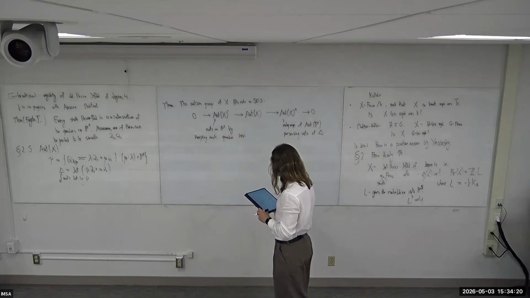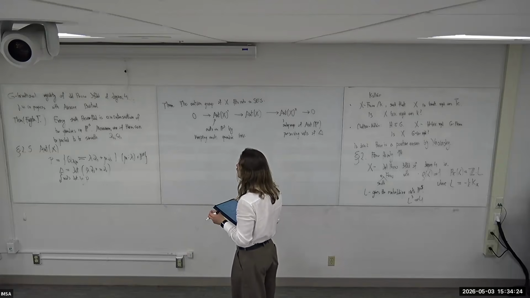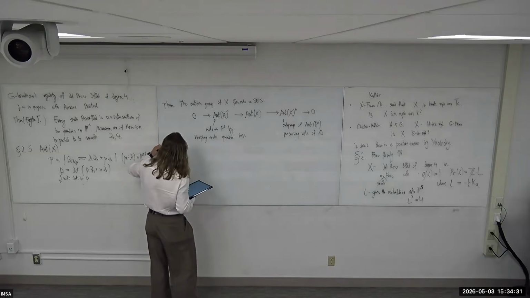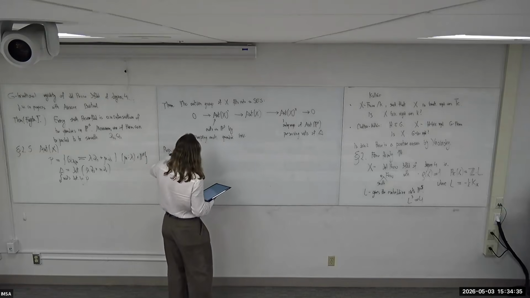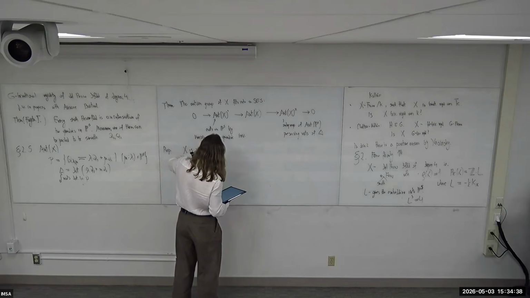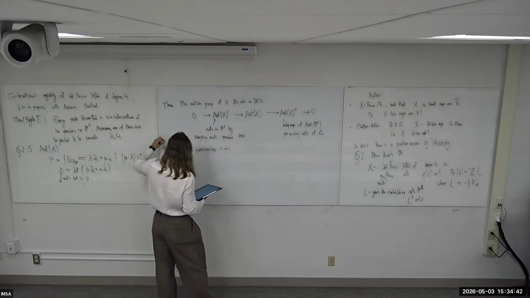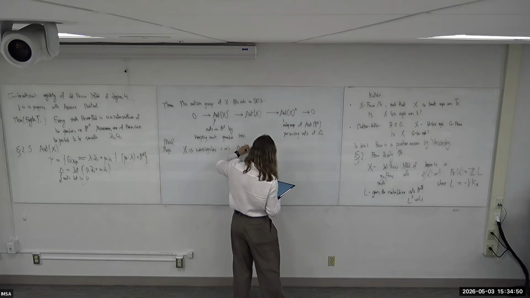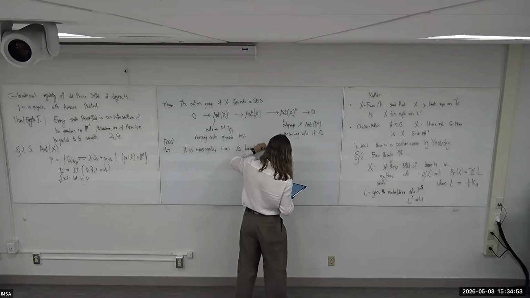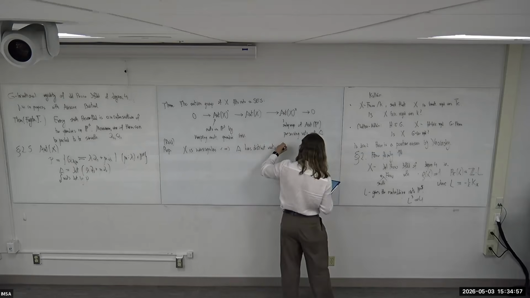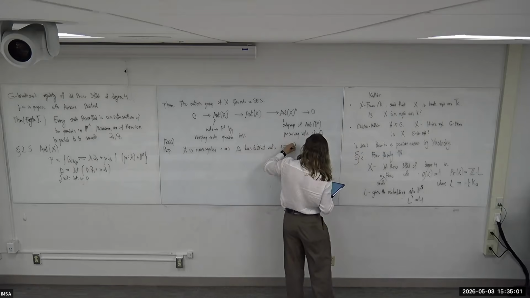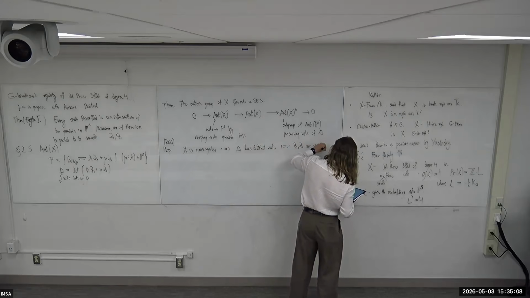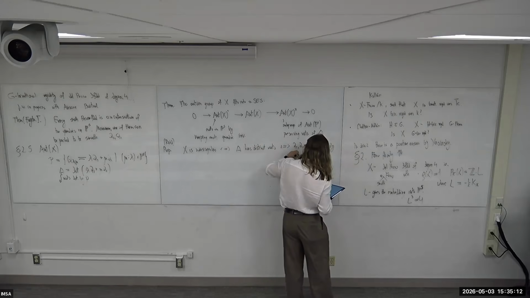Okay, and yes, there is a proposition that can be found in Reid's thesis, because he studied intersections of two quadrics, that says that X is non-singular if and only if delta has distinct roots, and Q1, Q2 are simultaneously diagonalizable.